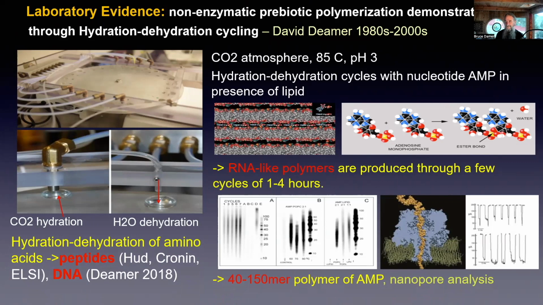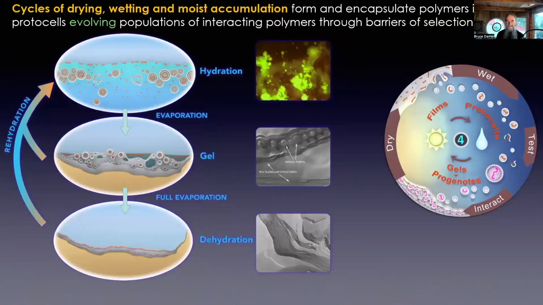So these polymers can be quite long. Initially, we were seeing things in the 40 to 150-mer range, but they can be very long, and I'll show you an exciting image of that later. So here's the cycle. It's a wet-dry cycle, and you can see on the left that during hydration you have a budding off of vesicles from a layered state of lipid that dries down in the bottom of the pool, the bottom of the vial.